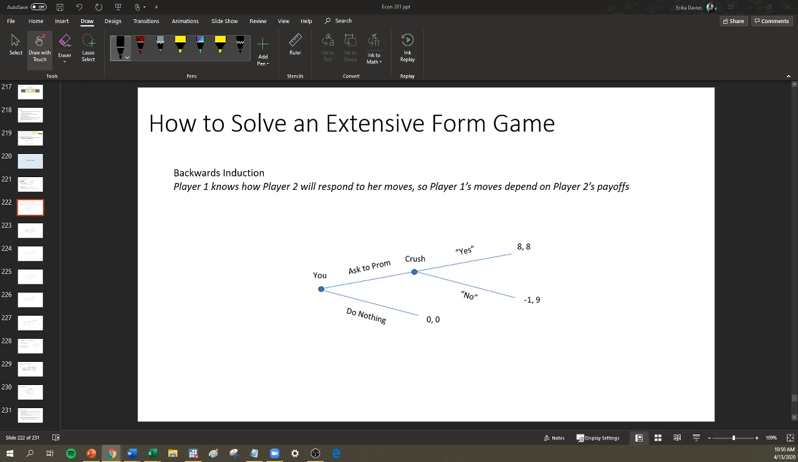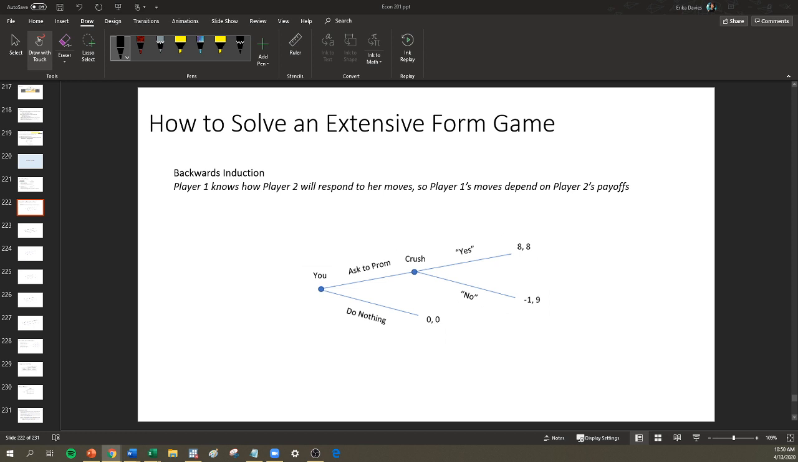Why do we do backwards induction? Do you in your everyday life make decisions based on the decision that you think another person will make? We need to know the decision that the second mover will make before we can know what the first player will do. Do you ask your crush to prom if you know they will say no? Of course you don't. You have already taken player two's moves into account before you make your own move, which is to ask your crush to prom or not.